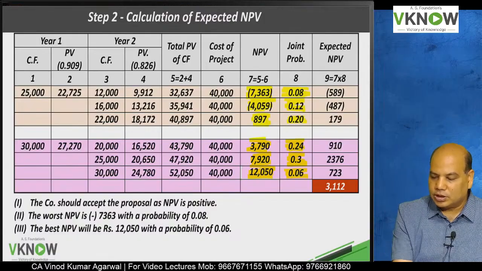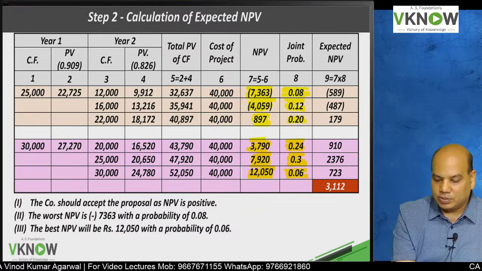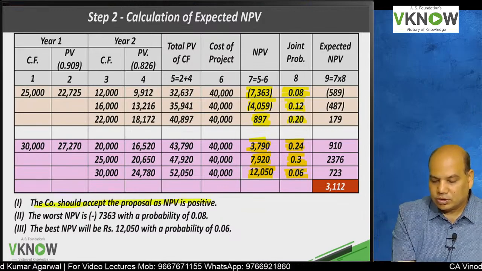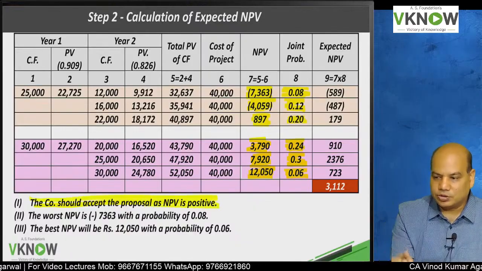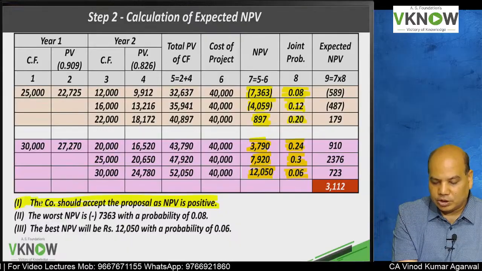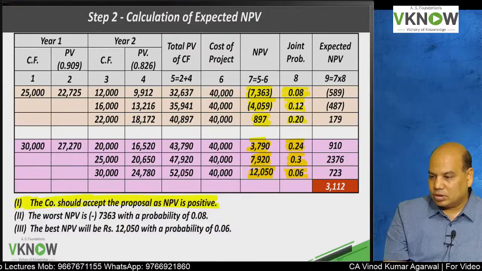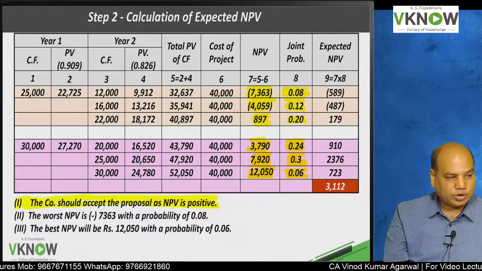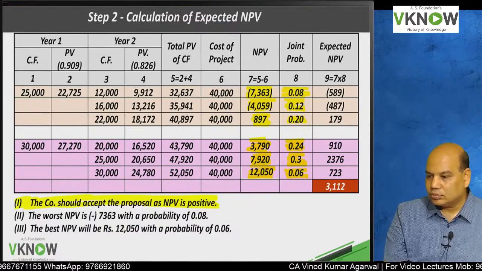One question is whether project should be accepted. If you accept the project, expected NPV is positive. If you do not accept the project, NPV will be 0. So I will accept the project. Write down point number 1 below. The project should be accepted. The company should accept the proposal as the NPV is positive.